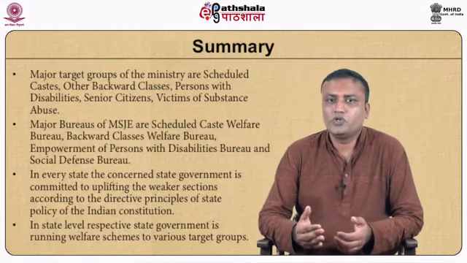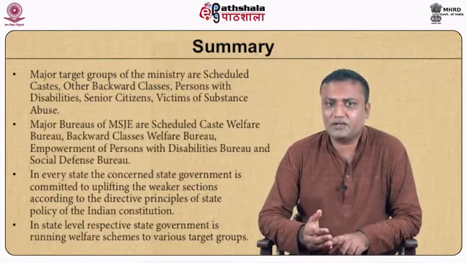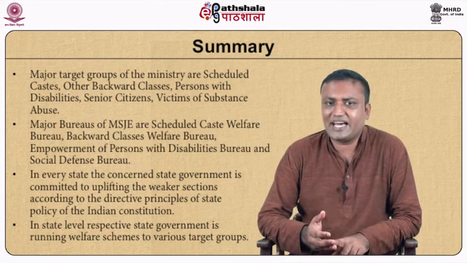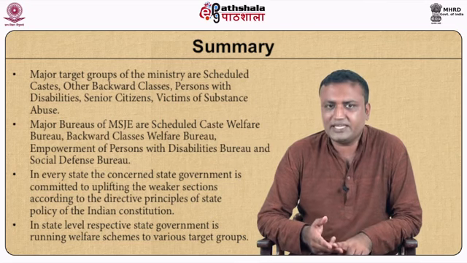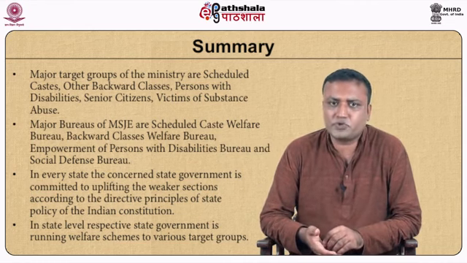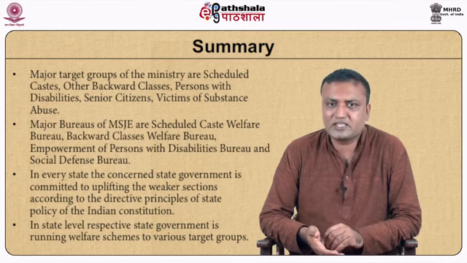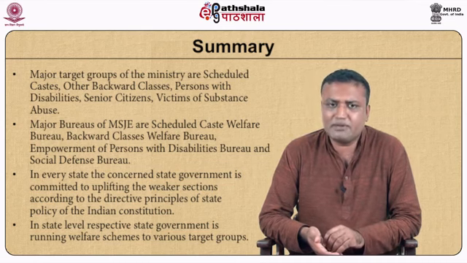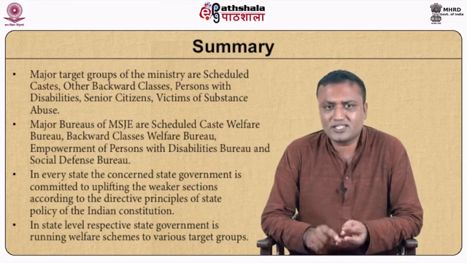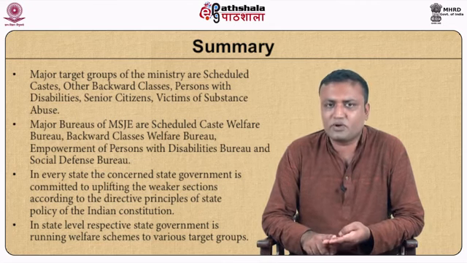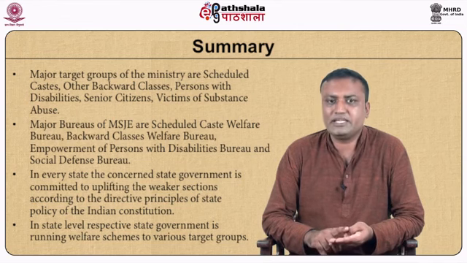From the above module, you would have understood the basic social welfare arrangements at central and state level, and the major target groups of the ministry, that are scheduled castes, other backward classes, persons with disabilities, senior citizens and victims of substance abuse. Major bureaus of the Ministry of Social Justice and Empowerment are Scheduled Caste Welfare Bureau, Backward Classes Welfare Bureau, Empowerment of Persons with Disabilities Bureau and Social Defense Bureau. We also saw the various statutory institutions, national institutes, foundations and schemes for different target groups that come under these bureaus.